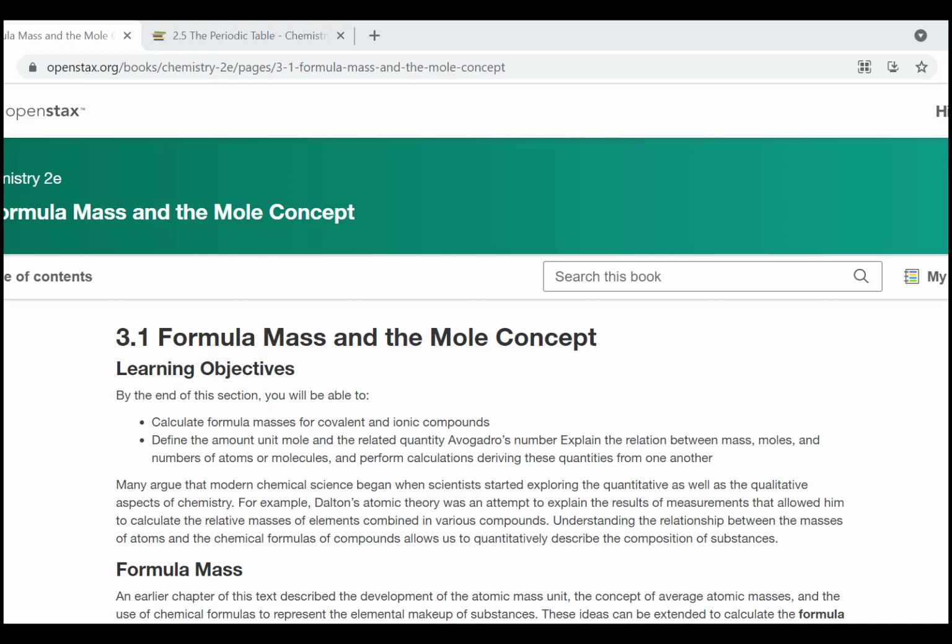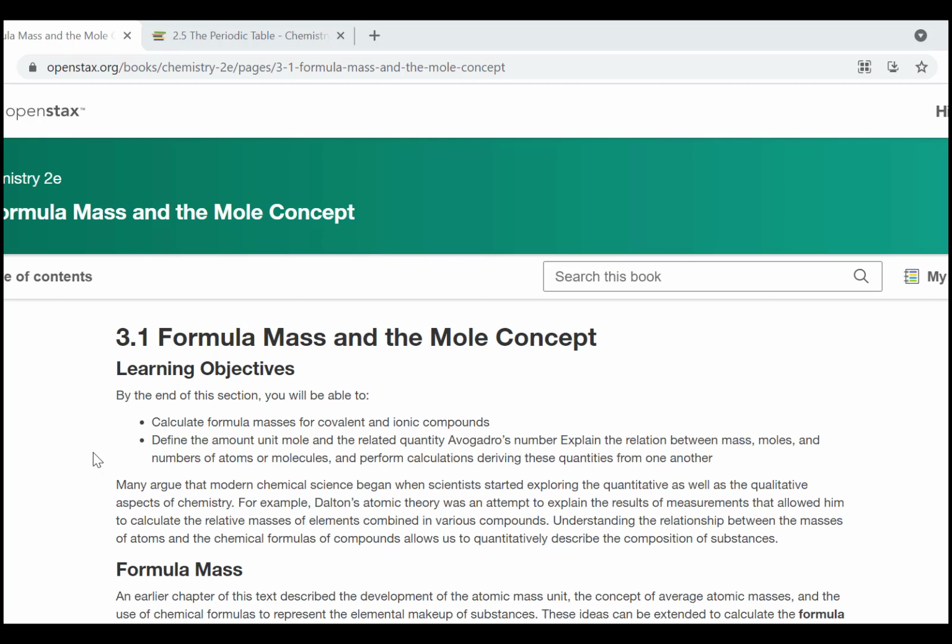Hello, everyone. We are going to continue in section 3.1 with the mole concept. So I'm going to start with the learning objective relative to this part, and then we'll move ahead. Define the amount unit mole and the related quantity Avogadro's number.